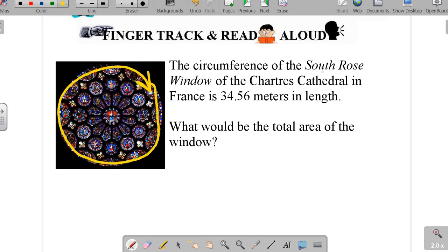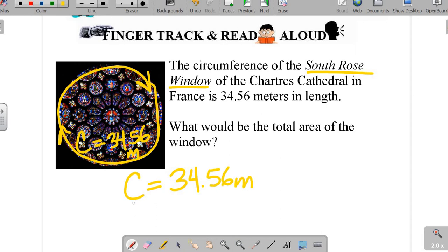Circumference of the south rose window of the Chartres Cathedral in France is 34.56 meters in length. So this circumference is 34.56 meters in length going around. What would be the area? Always start with what you have, not with what you need. We have the circumference, which is 34.56 meters. We start with what we have, so we write out the circumference equation, C equals d pi.